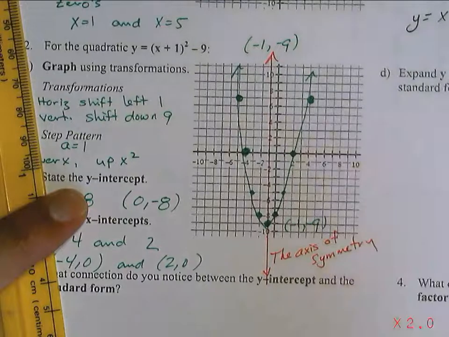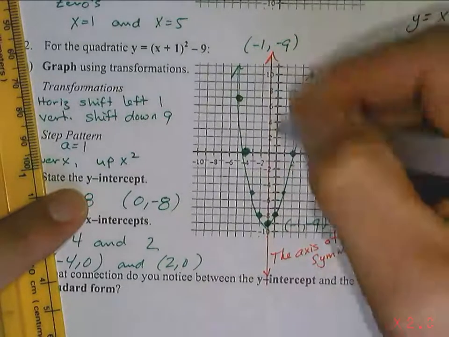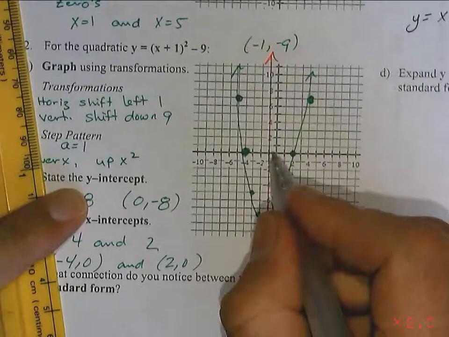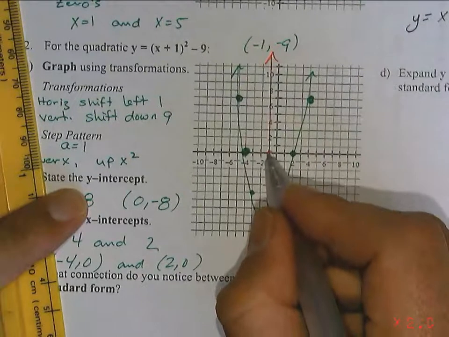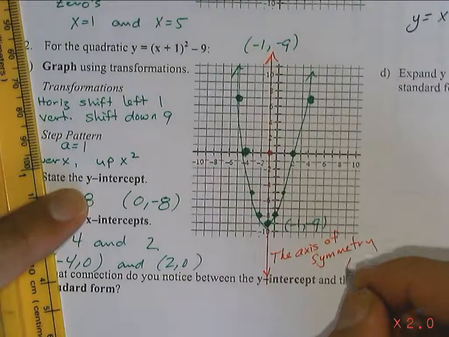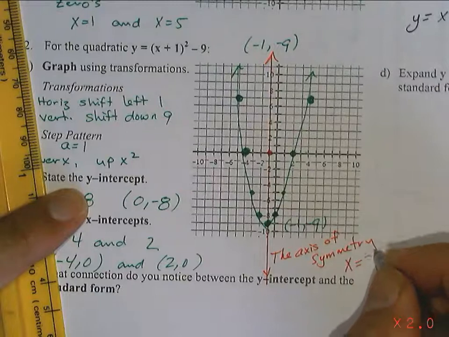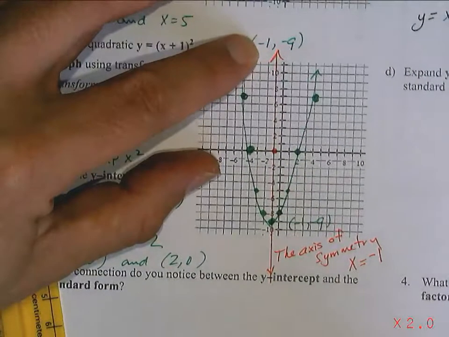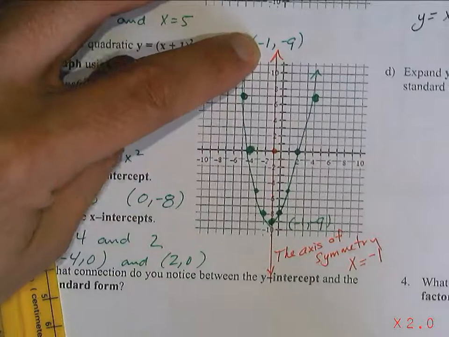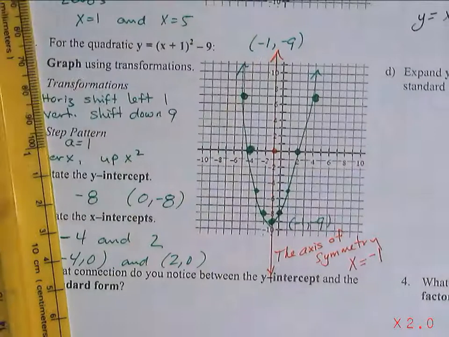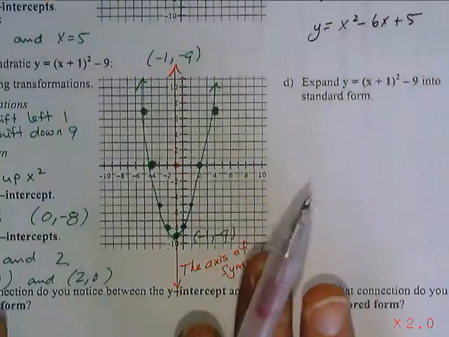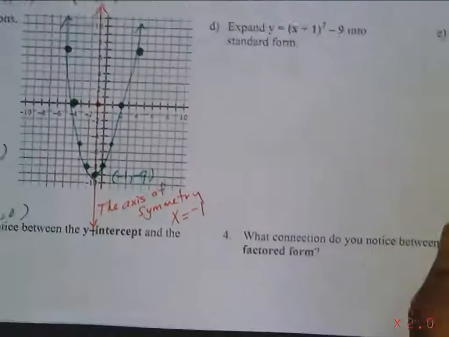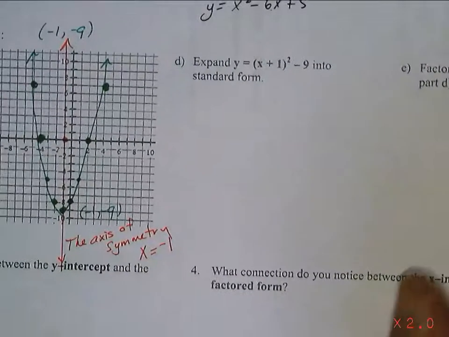And it has an equation. The equation of a vertical line is going to be x equals whatever number it passes through. So it's x equals -1 in this case. And notice it's the same as the vertex value for x. Always, always, always. Okay. So, didn't ask for that. Just giving you some extra information because that's what I do.